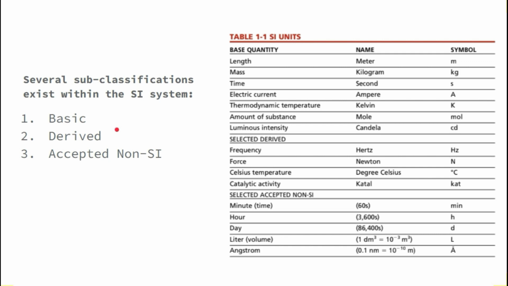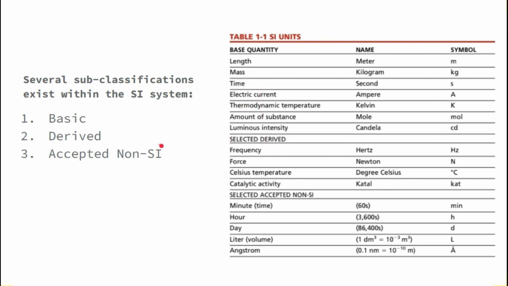Then under the basic units, we have the derived. In its name, it is derived. Derived units are derived from the basic quantities or base quantities. So under derived, good examples are frequency, which is in hertz, force, which is commonly referred to in Newton, Celsius temperature or degrees Celsius, and the catalytic activity is in katal units. So again, these are the derived, derived from the base quantities.